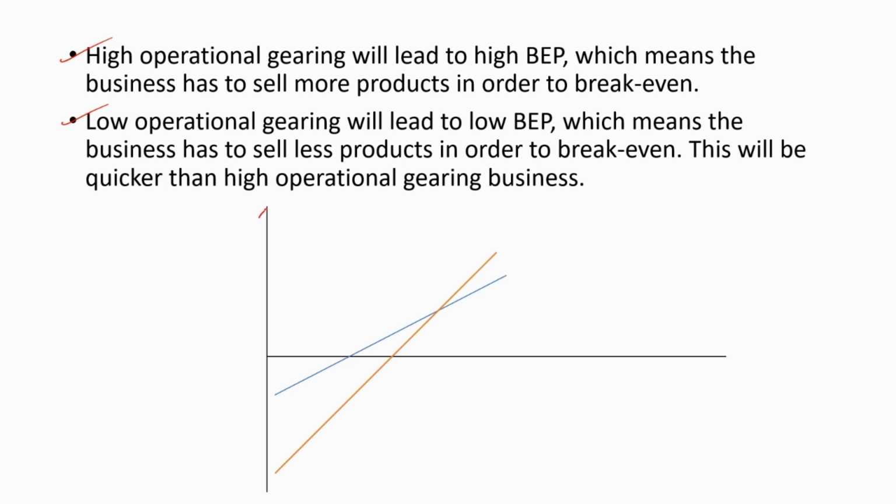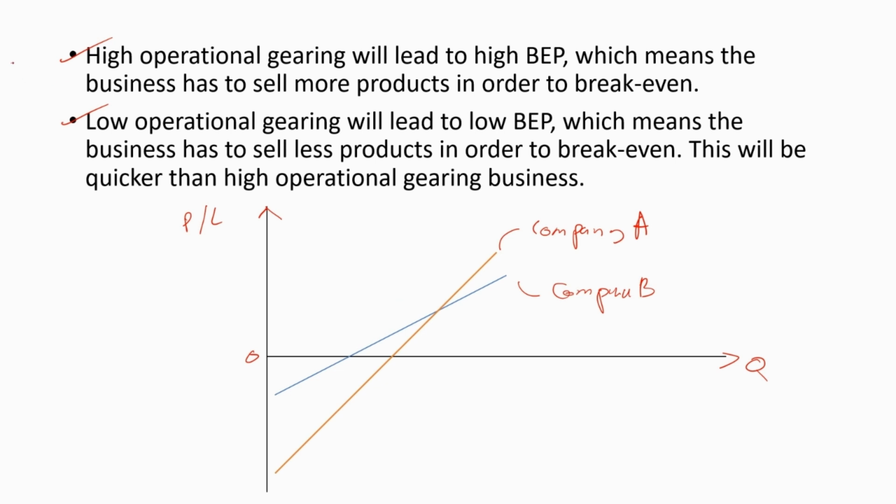So this is the profit volume chart. Y-axis depicts the profit and loss. This is the zero. X-axis depicts the quantity or volume of units. And let's consider this company A and this company B. Let's consider they only have one product. These lines depict the contribution of product of each company. Can you guess which company has the high operational gearing and which company has the low operational gearing?